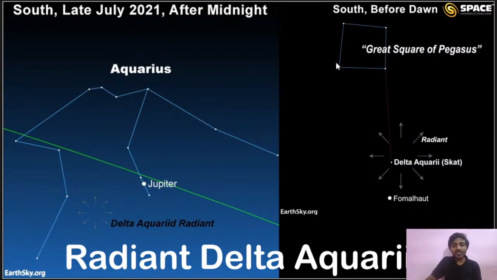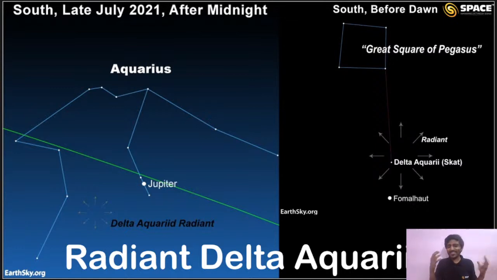And you can also establish that same relation with the Great Square of Pegasus. If you want to see it just before dawn, you can see the Great Square of Pegasus. If you draw a straight line through the two stars of the square and take it to another star, Fomalhaut, over here, and draw a straight line like this, you will get the radiant lying on that line. So that is the radiant of the Delta Aquarid meteor shower, right?